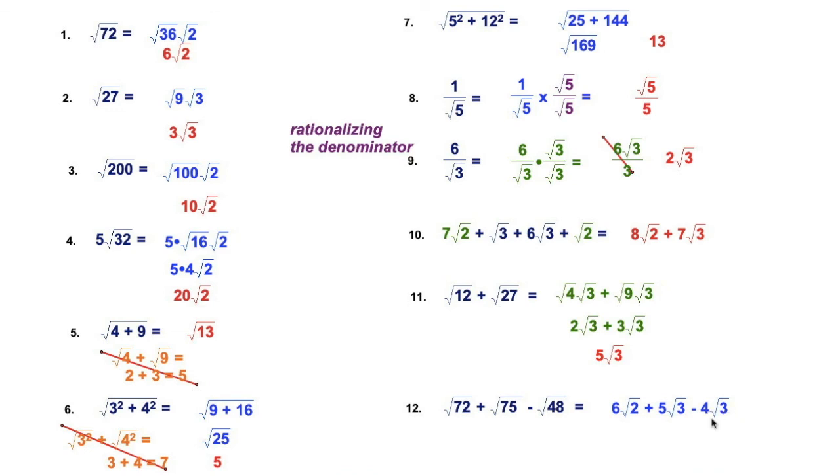Again, 4 radical 3. Now, the radical 2 and the radical 3 are dissimilar terms, but I've got radical 3 as a term twice, so I can perform the subtraction, and then I would have that 6 radical 2 plus 1 radical 3, or as we write it, radical 3.